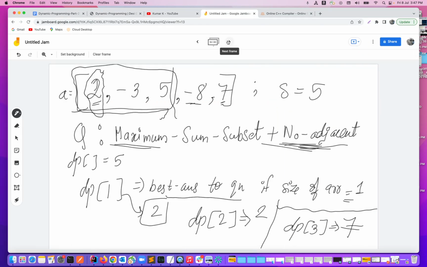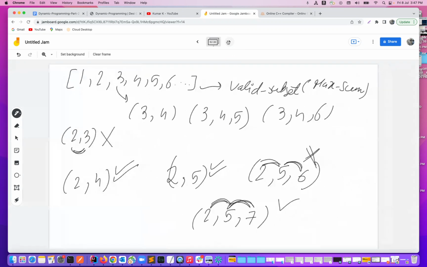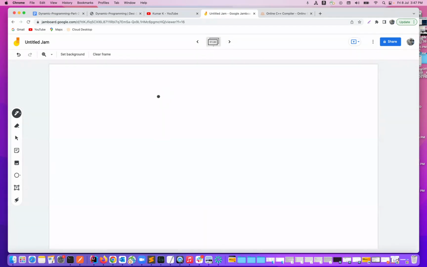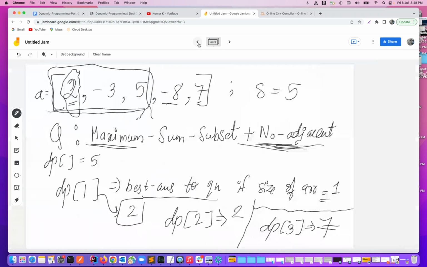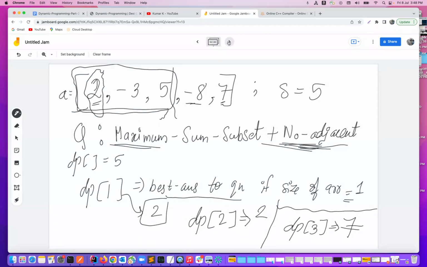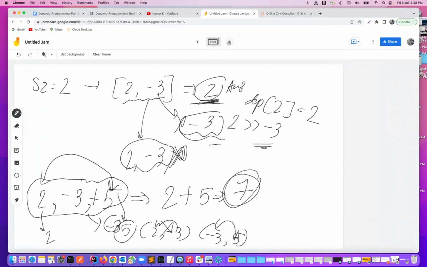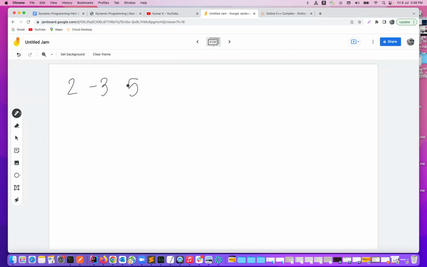Let's just write that there. 2, minus 3, 5, minus 8, 7. Okay, so our array was 2, minus 3, 5. Just a second, let me recheck. 2, minus 3, 5, minus 8 and 7. Okay guys, minus 8 and 7.